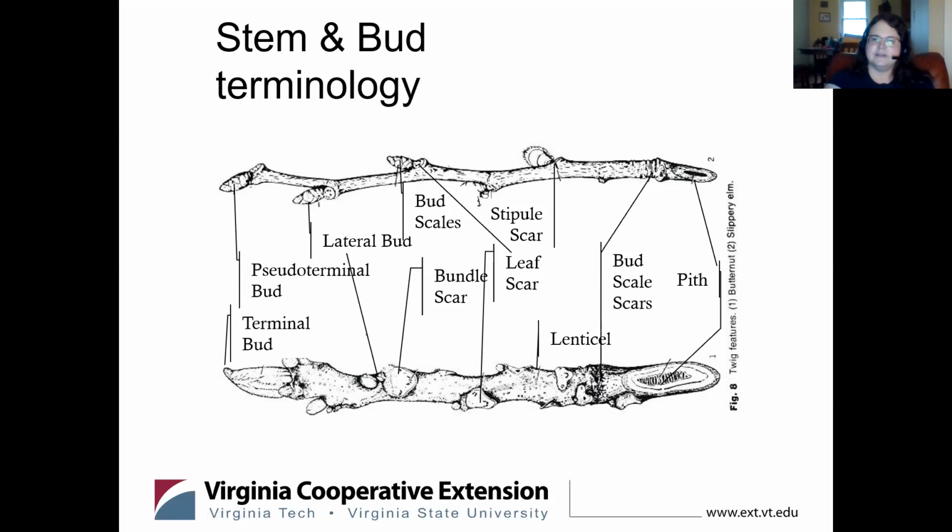And then the pith, it's either solid or it's chambered, as it is in some of the walnut family members, the Juglans family members here. In butternut, it is chambered if you cut into the branch, and that's used for identification also. And that is stem and bud terminology. So hopefully that didn't go over your head too much. Like I said, I will be sharing this presentation, the slides, with y'all and the recording, so you'll get to see this again for your own information.